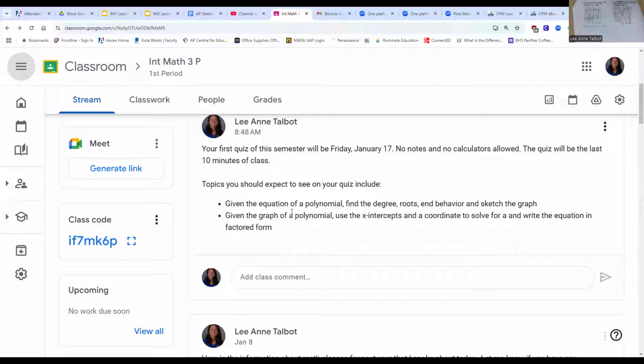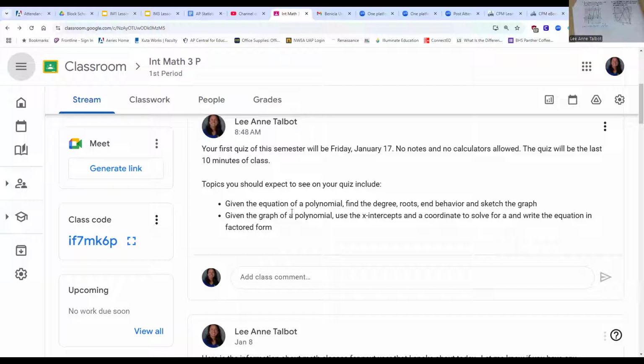Okay, then the equation is going to be in factored form. So if you look at your quiz review, it's gonna look like number 2 and 3. It's gonna give you an equation. You're gonna find the degree. You're gonna state the roots. You're gonna state the end behavior, sketch the graph.